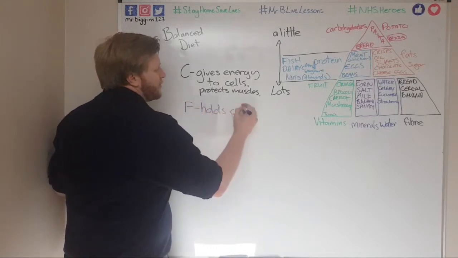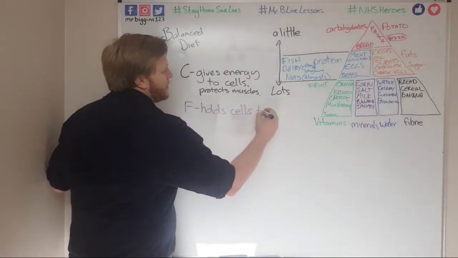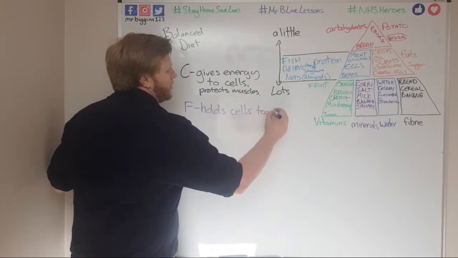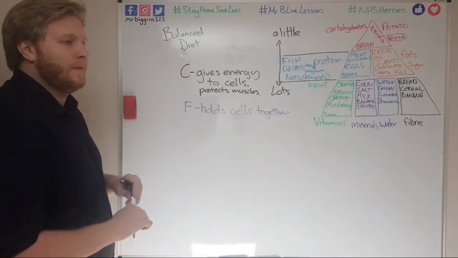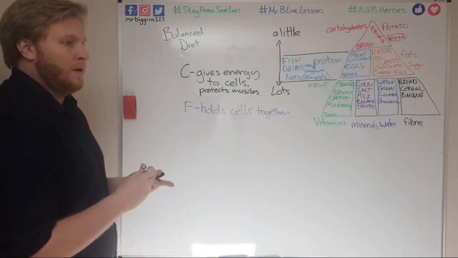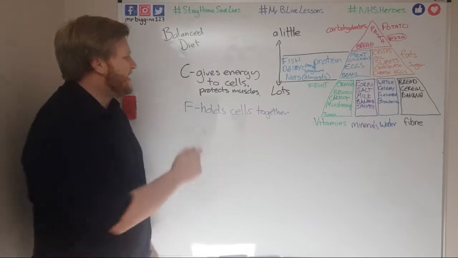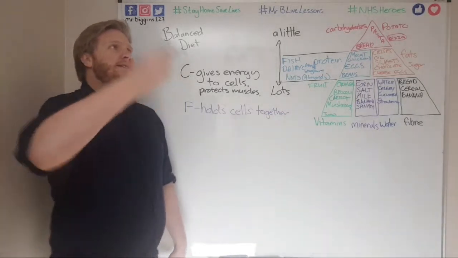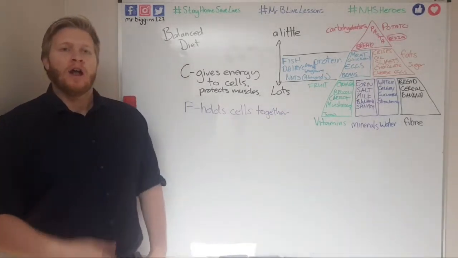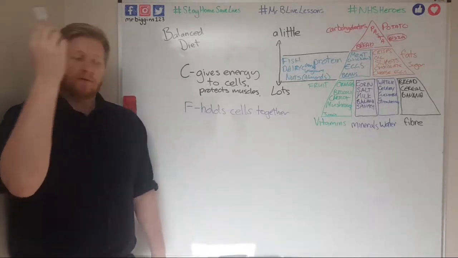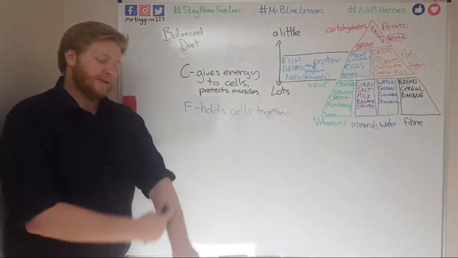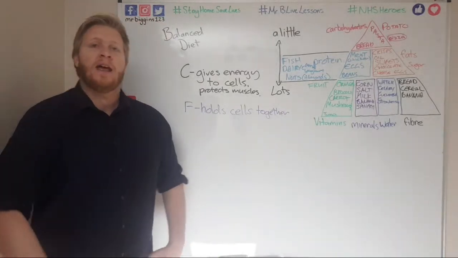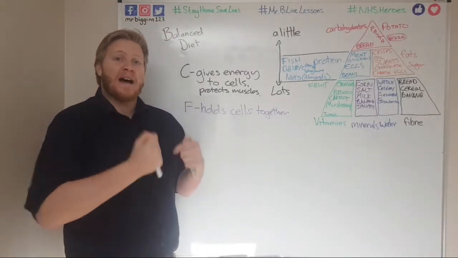It holds cells together. Okay? So we need fats because it holds every single cell in our body together. So we are made up of millions, trillions, billions, whatever it is, of cells all around our body. Okay, it's in our blood, it's what our skin is made up of, our organs, everything like that. They are held together by the fat that we eat.